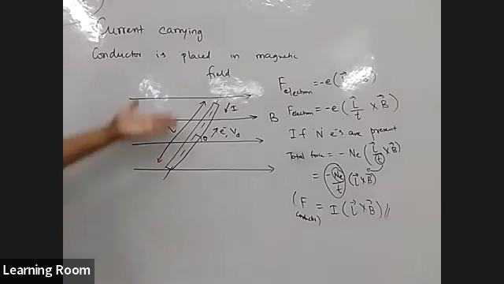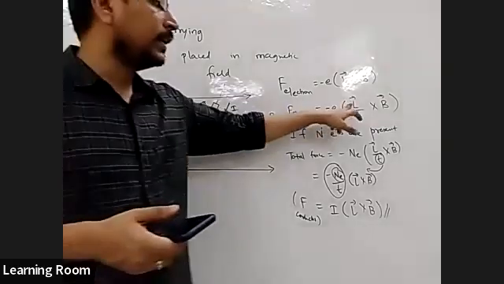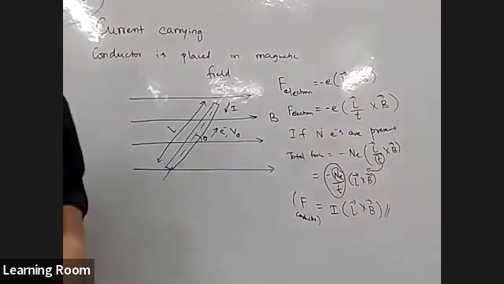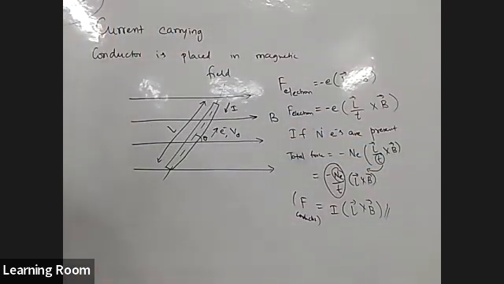L is length. So you can take it in the direction of current or in the direction of velocity. Since L vector is taken here, I took it in the direction of velocity. That is why I wrote it as L vector by t. That's fine.